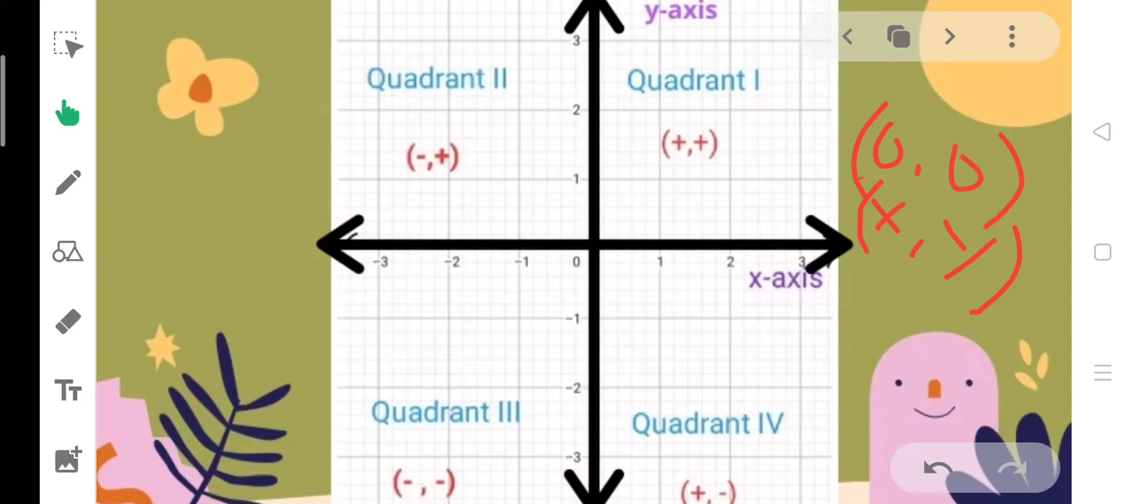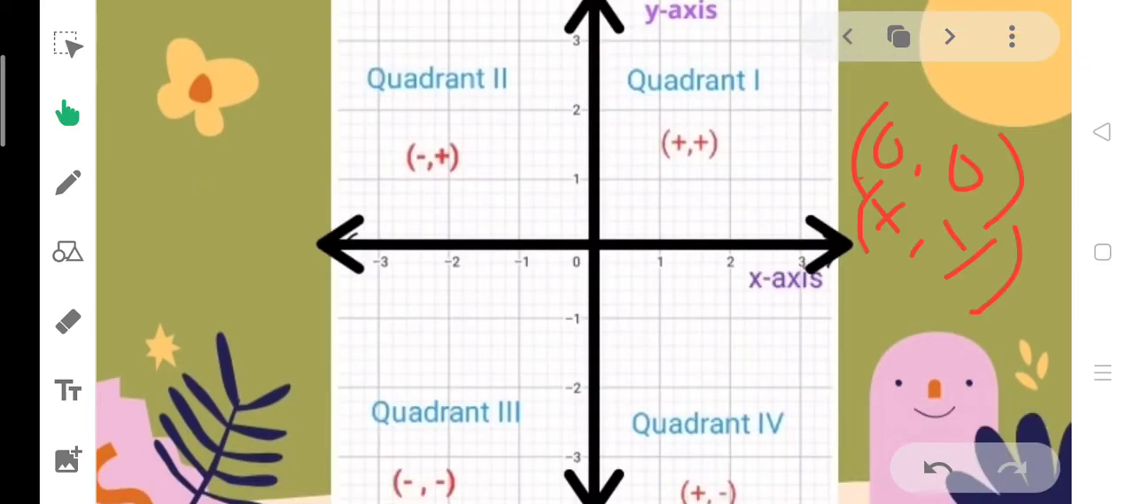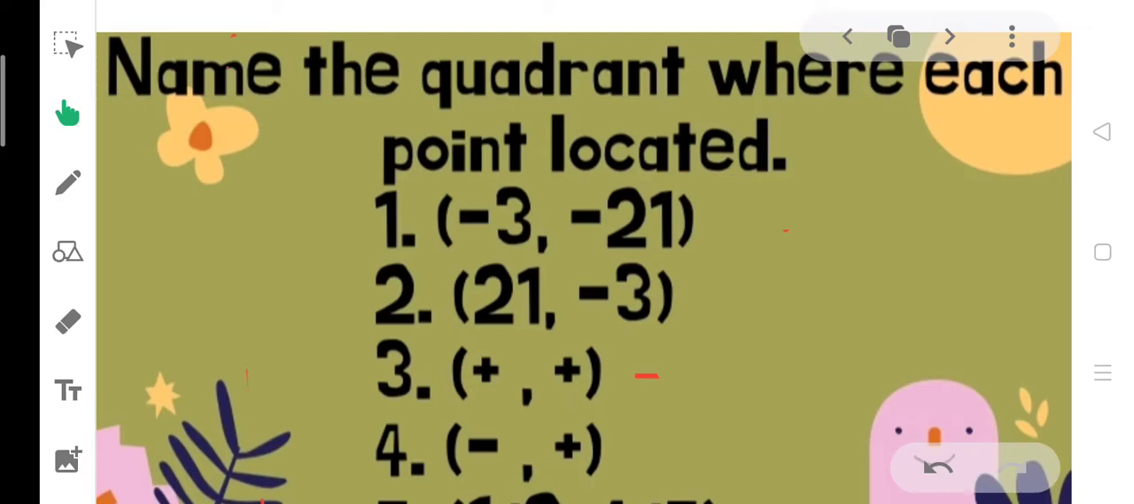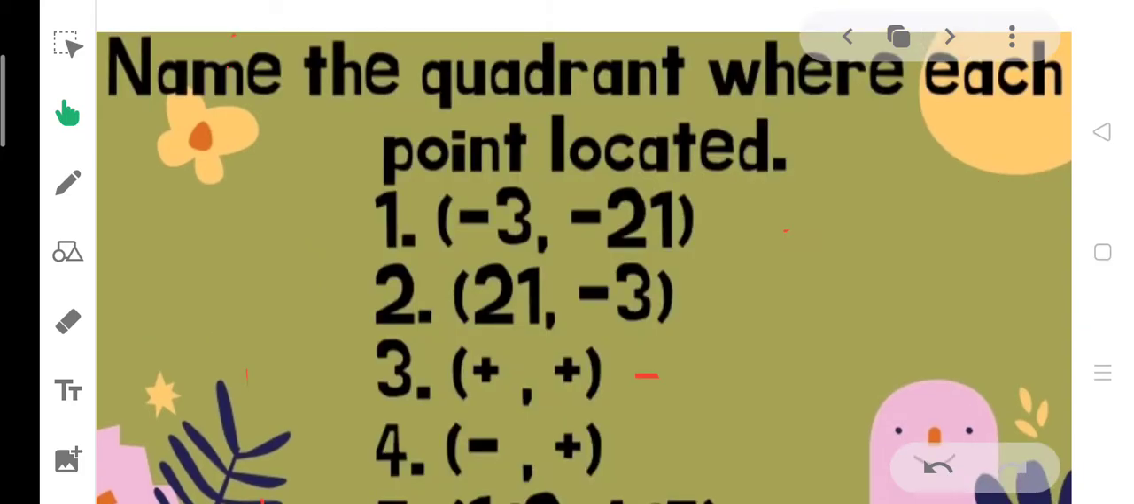Okay, for example, we are going to name the quadrant where each point is located. So, for example, we have negative 3, negative 21. Let us check again. So, we have negative 3. From the point of origin, that's negative 3, so going to the left. And then negative 21. So, 3 steps to the left, and then from here, we go down 21 steps, because the negative numbers are here. So, the point is located in quadrant 3.